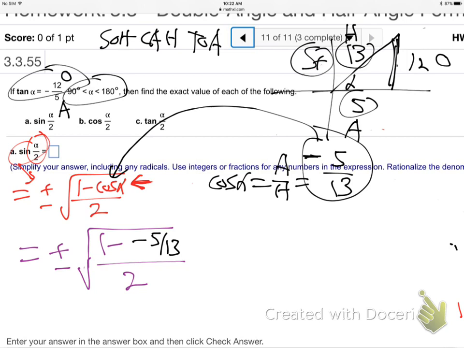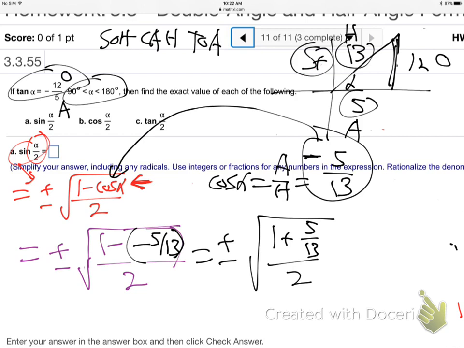Everybody see what I did? So using the triangle, I started with tangent, found cosine, minus 5/13. Remember what quadrant we're in? Negative 5/13. Put it in right there for cosine alpha. So double negative is positive. 1 plus 5/13 over 2, right?